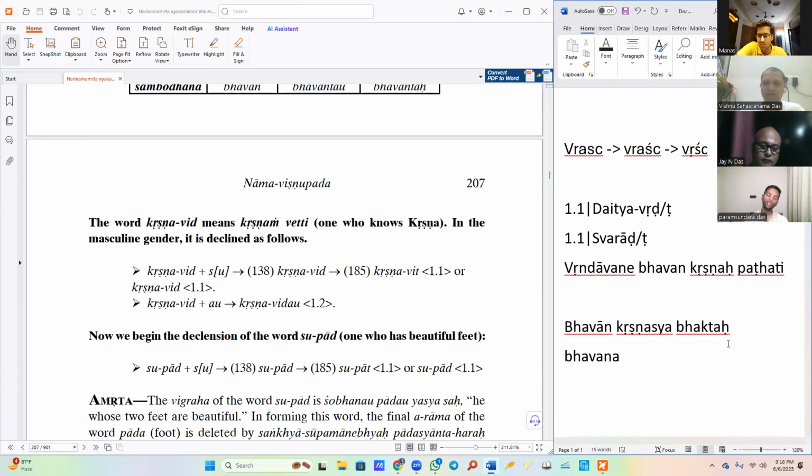Yeah, from Bhu we get a lot of words. We get Bhava. Now Bhava means material existence, Sansara. Bhava also refers to Lord Shiva. Bhava, Bhavani. So from Bhu Dhatu actually a lot of words come: Bhava, Bhavani, Bhavana, Bhavan, Bhavatu. Yeah, many words.